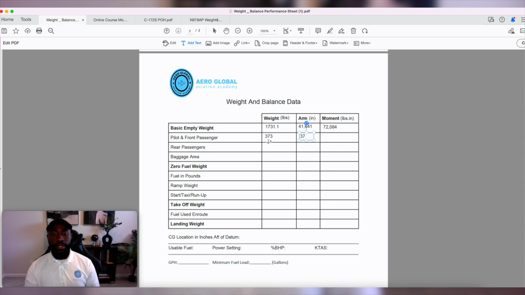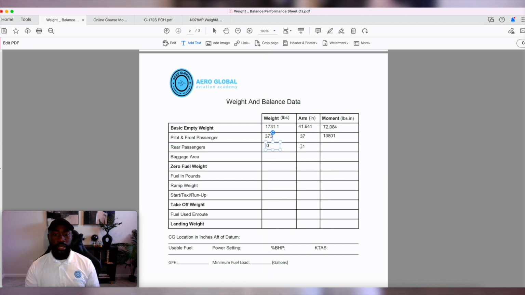And to get my moment, I just use the formula that says moment is equal to weight times arm. So I'll use 373 multiplied by 37. It gives me 13,801. So that right there is my moment for the pilot and front passenger. And then I move on to the rear passenger. So for the rear passenger, for this scenario, I don't have anybody. So I'll just put 0 in there.